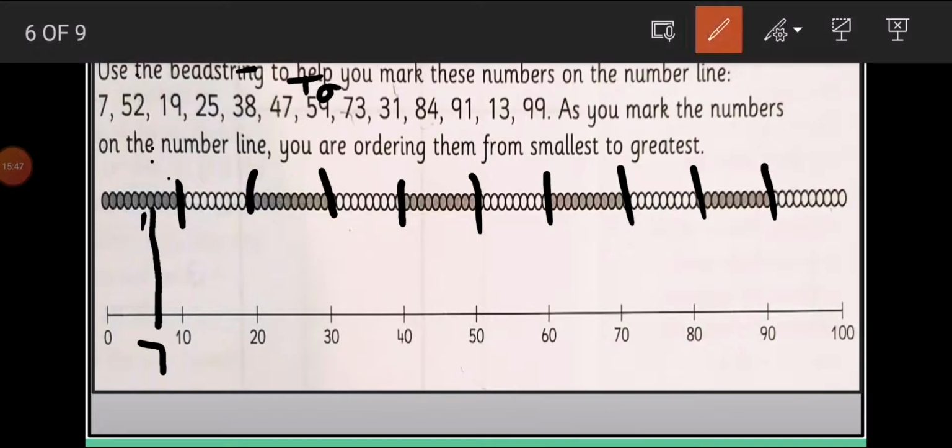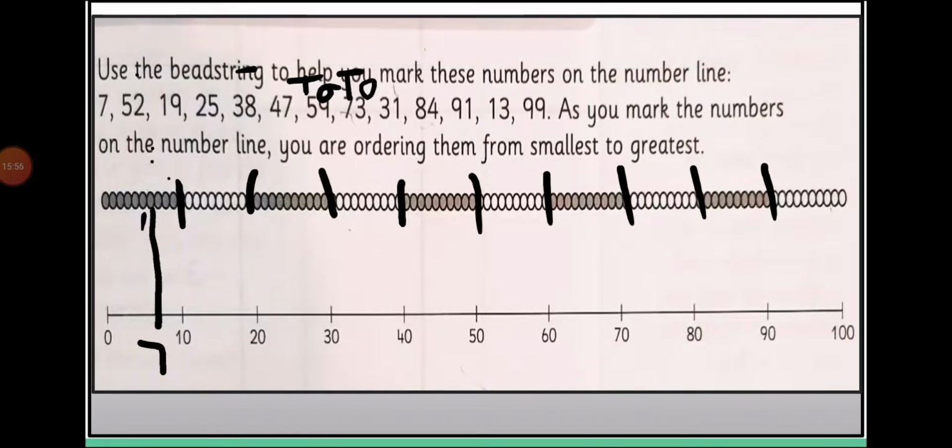The next number is 73. Again, put the place value first. 3 is ones because it's on the right side. 7 is tens because it's next to ones. So in 73, 3 are ones and 7 are tens. Again, on number beads, check out where are 7 tens. Then count 3 more because 3 ones are here. Then mark it and place it on the correct place on number line.